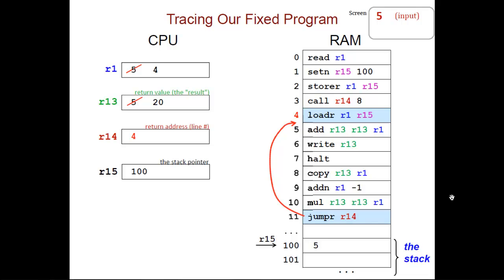And here's where we're going to load things back from the stack. So that loadr instruction says take what's in the memory address that's in the stack pointer. So because the stack pointer is still 100, we're going to go to memory address 100 and take the value there and load it back into R1. So we have successfully restored its original value, and so now when I add it to R13, I'm going to get the correct final value, which I can then write and halt the program.